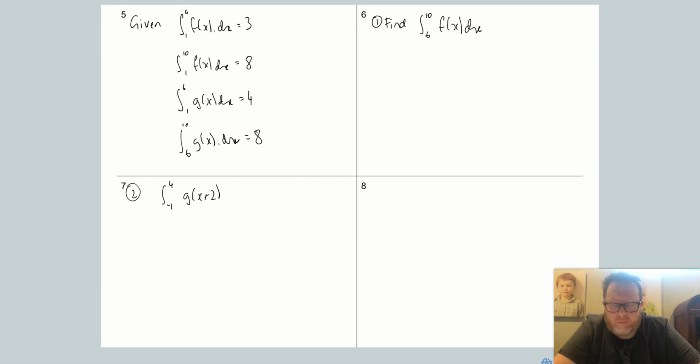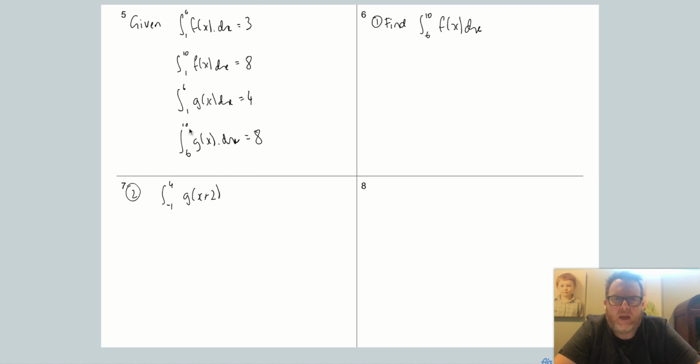So we've been given some facts. We don't know what f of x is or g of x is, and we don't have a diagram for it, nor do we need it. The important thing to know is that these are given to us. The definite integral from 1 to 6 of f of x dx is 3, from 1 to 10 is 8, and for g of x, we've got from 1 to 6 is equal to 4, and from 6 to 10, it is 8.